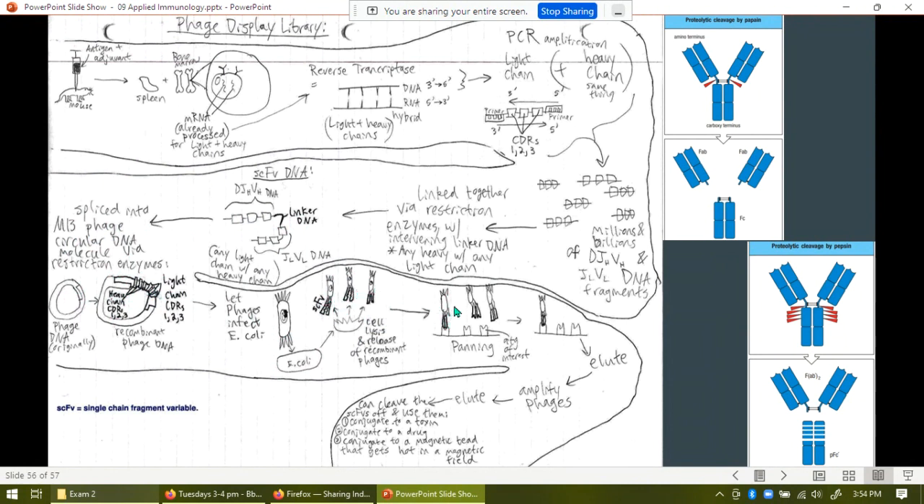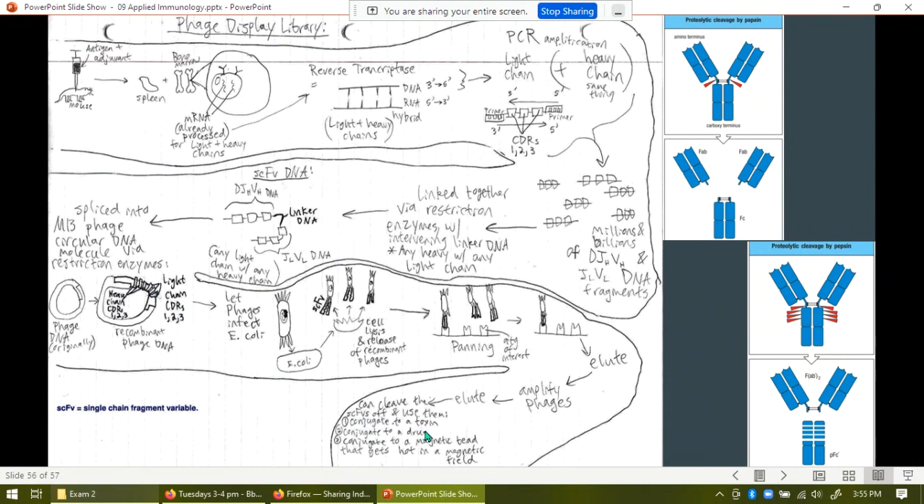And you can pan for the phages that basically are specific for your antigen of interest, and then you wash everything else away. Now you have only phages that are specific for the antigen of interest located on the plate. You elute them from the plate using a glycine buffer, and then you can multiply your phages by infecting more E. coli cells with them. And then once you have enough phages to do something with, you can cleave the single chain fragment variables off and use them for some specific purpose.